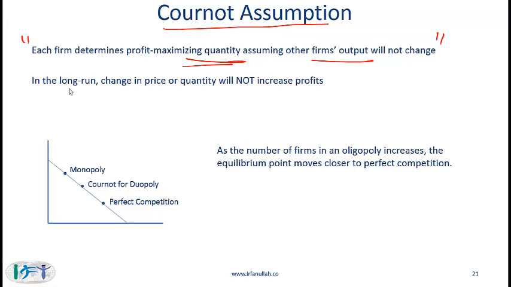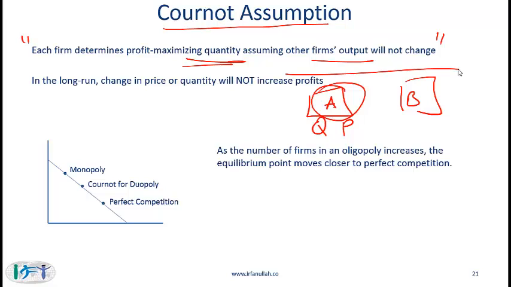Another point related to the Cournot assumption is that in the long run, a change in price or quantity will not increase profits. So if you have two companies, A and B, and in the long run company A is producing a certain quantity Q and selling at a certain price P, then changing P or Q will not increase the profits of A. That's why we say that A is at equilibrium, and the same holds true for B. So B also is at equilibrium, and if these two firms constitute the market, then the market is in equilibrium.